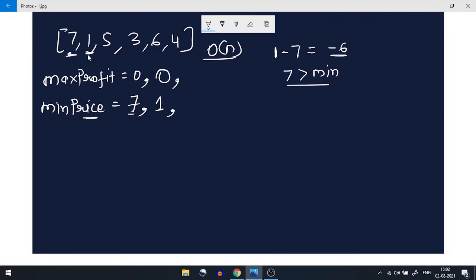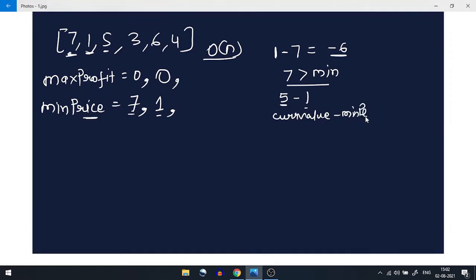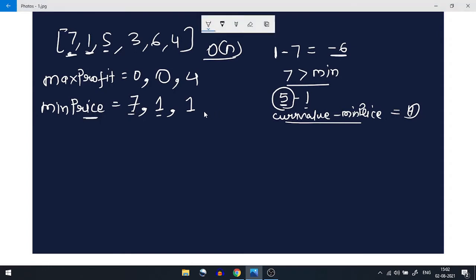Okay. Now we will move to 5. Now we will subtract 1 from 5, because 5 is my current element and 1 is my minimum price. Let me write that: current value minus minimum price will be my profit. So the current value is 5, the minimum price is 1, so our profit will be 4 and 4 is definitely greater than 0. So we will update our maximum profit to 4, and 5 is definitely greater than 1, so our minimum price will remain 1 only.